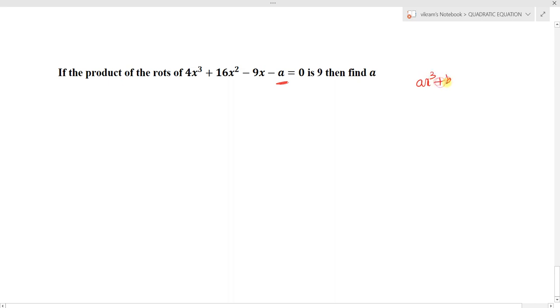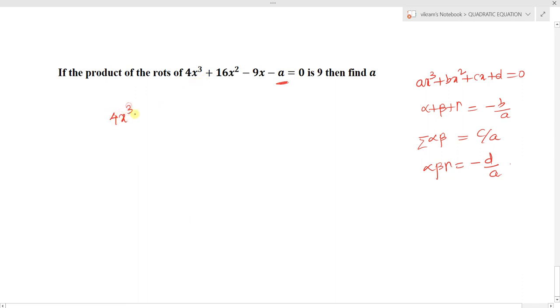So just as we have seen, again I am repeating. ax cube plus bx square plus cx plus d is a cubic equation, and alpha, beta, gamma are the roots. We can write the sum of the roots as minus b by a, the sum of the roots taken two at a time, alpha beta plus beta gamma plus gamma alpha, equals c by a, and the product of the roots is minus d by a. And here, for this cubic equation, he has given 4x cube plus 16x square minus 9x minus a equals 0.